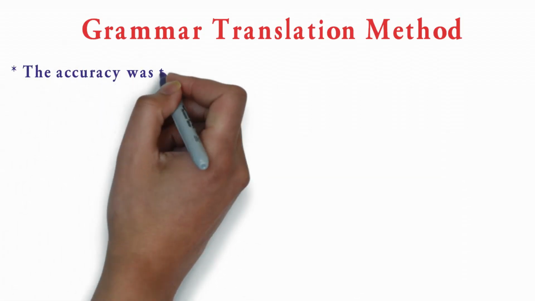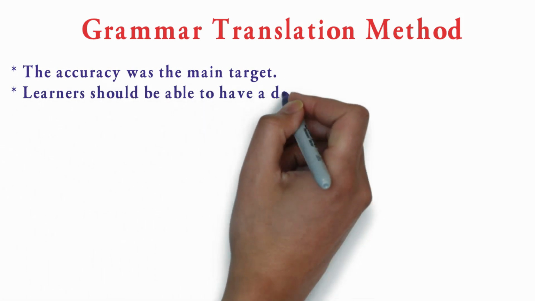Advanced students had to translate whole texts, and vocabulary items were presented in a bilingual list. So, memorizing vocabulary was a necessity, not an option. It was believed that this method had two main goals. The first one is to enable students to read literature, and the second one has to do with developing students' intellectual abilities. In this method, the focus was on the accuracy.